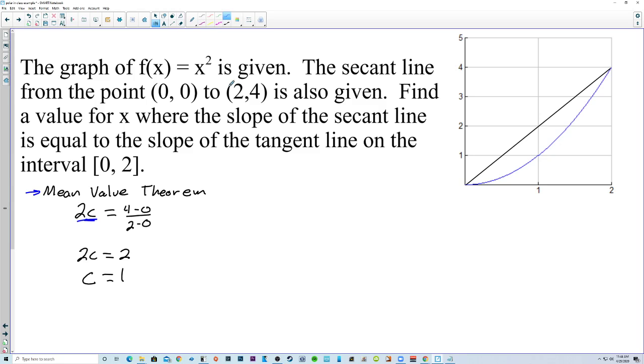So we take the derivative of the function, and we usually use the c for finding the missing value, the value we want. So we have derivative equals old-fashioned slope, y2 minus y1 over x2 minus x1: 2c equals 2, c equals 1. Now, what that's saying is that the slope of the secant line and the tangent line are the same along this curve at x equals 1.